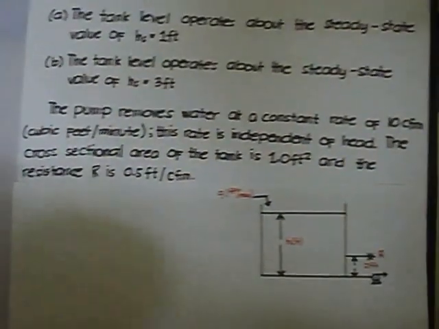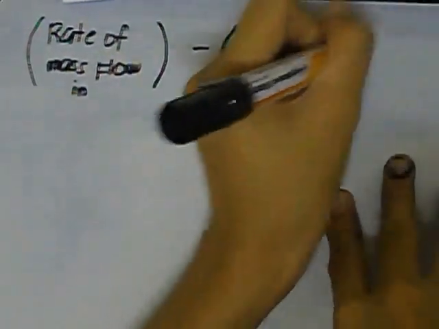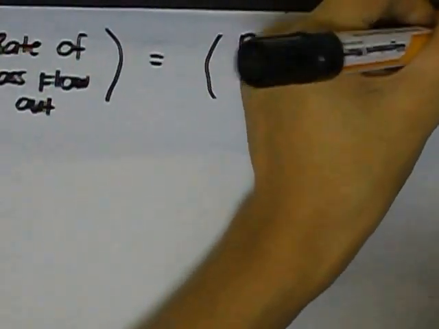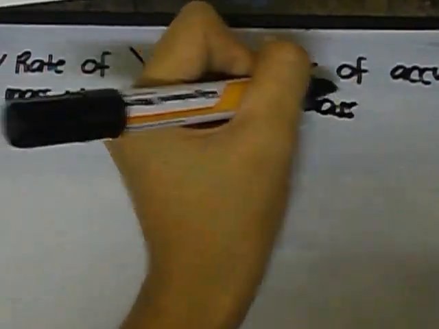So, ang una nimo ana nga buhaton kay mag-mass balance ka. So, imong isulat kay rate of mass flow in minus rate of mass flow out is equals to rate of accumulation of mass in tank.